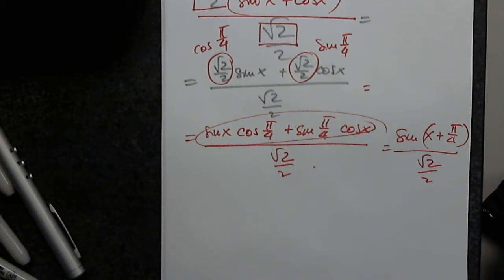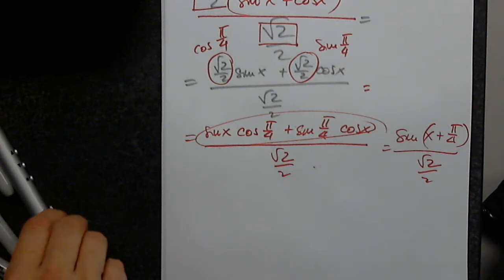That pi over 4 was the only quantity that I could think of, because I had to have both numbers the same. Because I cannot distribute something to sine and something else to cosine. It has to be the same number. And that is the only angle that does that. Pi over 4, because that's the only angle whose sine and cosine are the same.